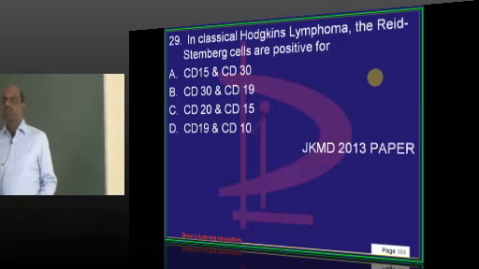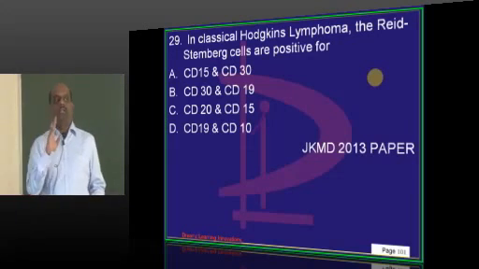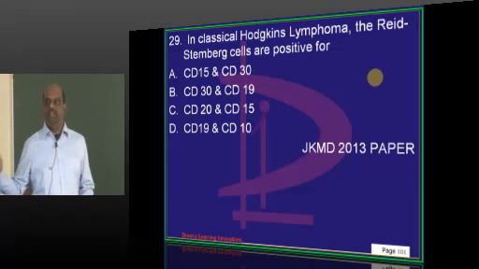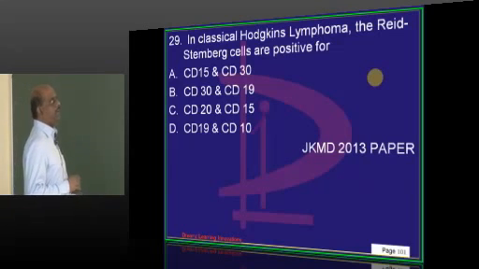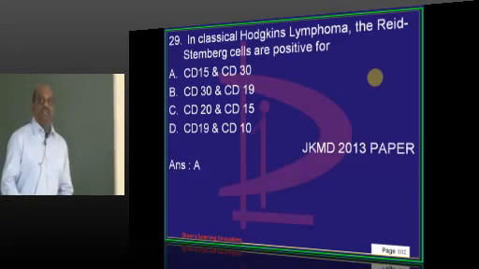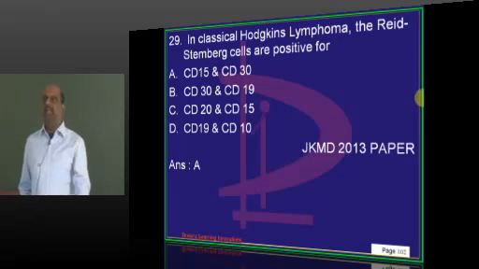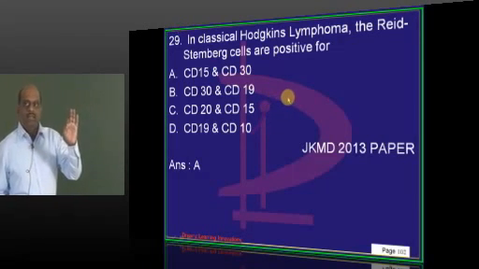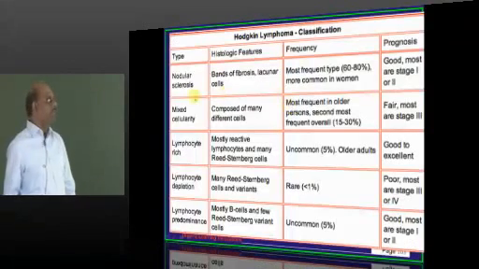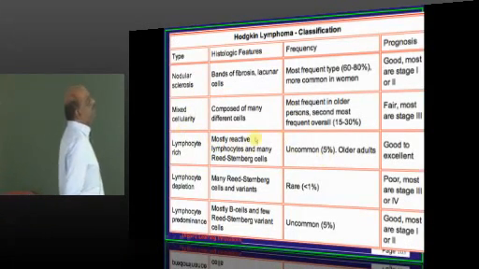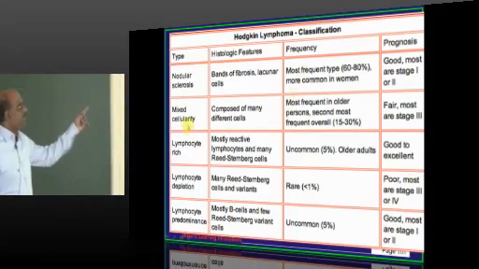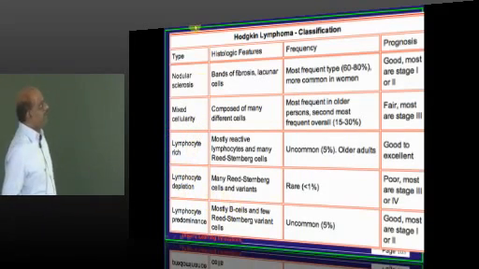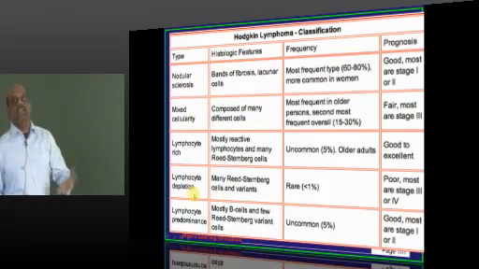As I told you, definitely one question comes on CD markers in any entrance exam you go. So what do you need to remember, doctor? CD15, CD30. Typically, we see it in classical Hodgkin's lymphoma. What is meant by classical Hodgkin's? Nodular sclerosis, mixed cellularity, lymphocyte rich, lymphocyte depleted. These first 4 varieties are called classical.